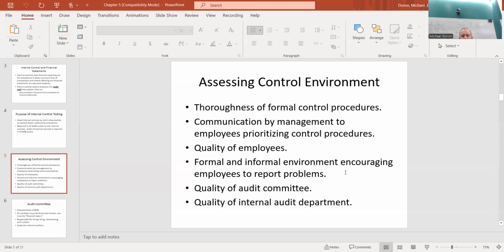Okay. And then here, the last two, quality of audit committee and quality of internal audit department. They're supposed to be the people overseeing all the rules, the internal controls. If they do a good job, that's a good sign the controls are working. If they do a lousy job, if they're not monitoring, the internal controls aren't going to be very good.